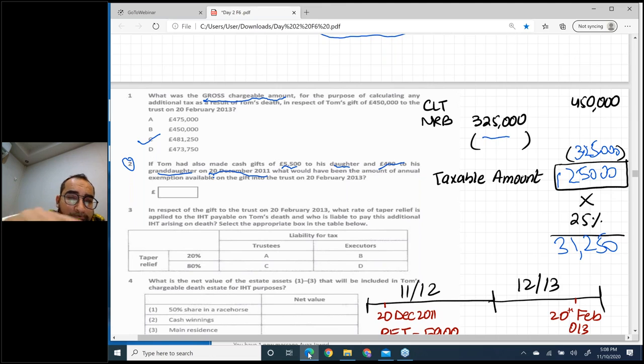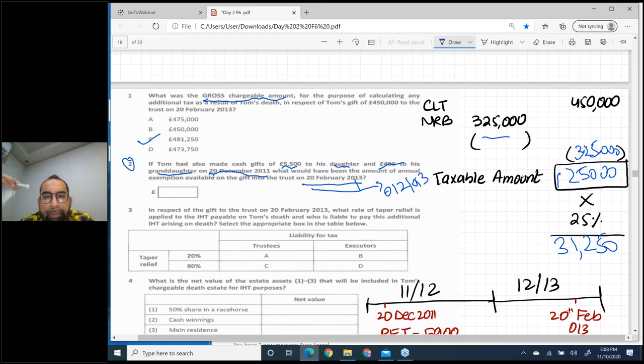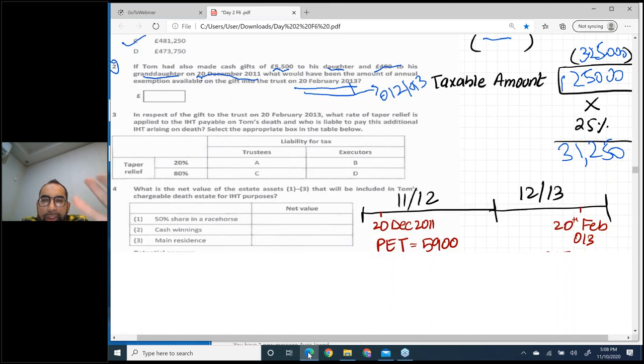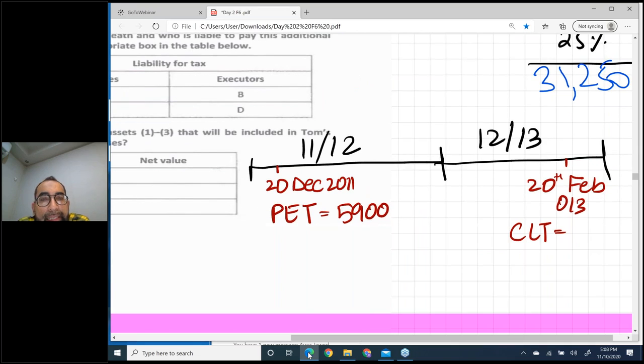What would have been the amount of annual exemption available on the gift into trust on 20th February 13? Now you tell me. 20th February 13 lies in the 12-13 fiscal year. Okay. So now let me explain to you. Look at here. Let me enlarge it. Listen. In his life, he just did these gifts, no other gifts.